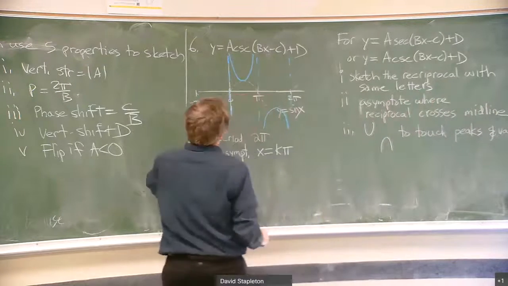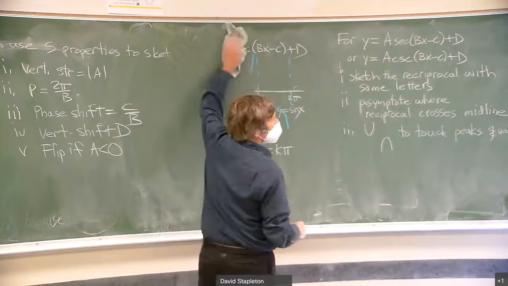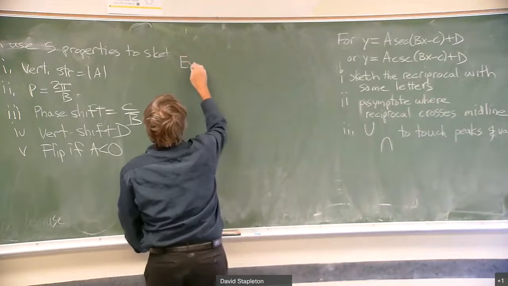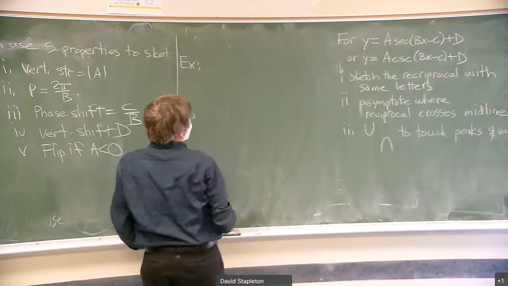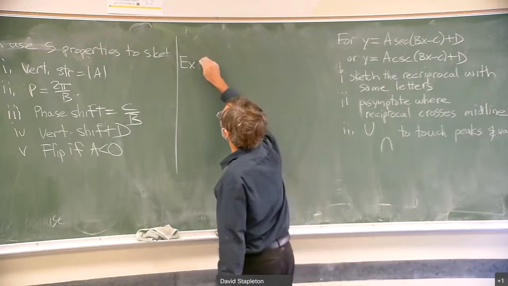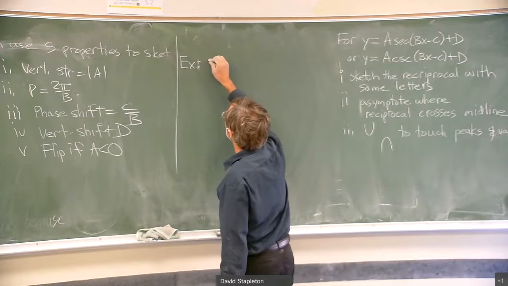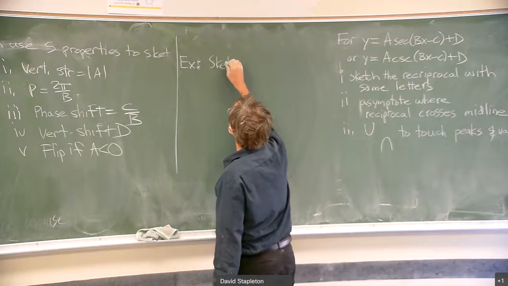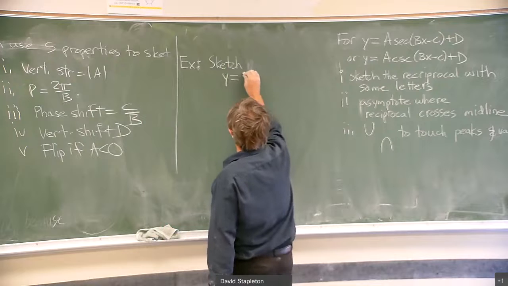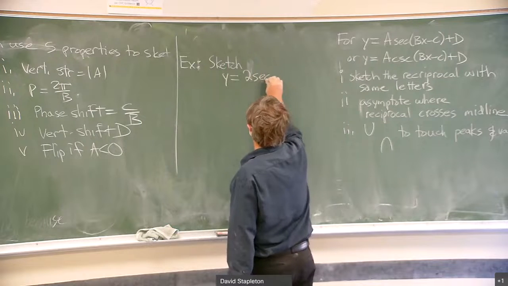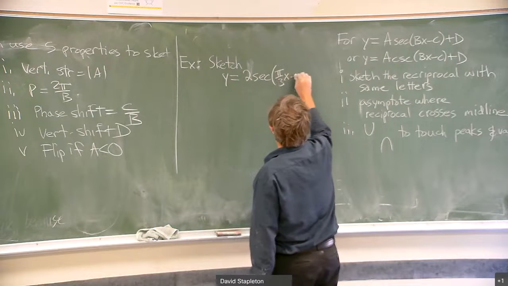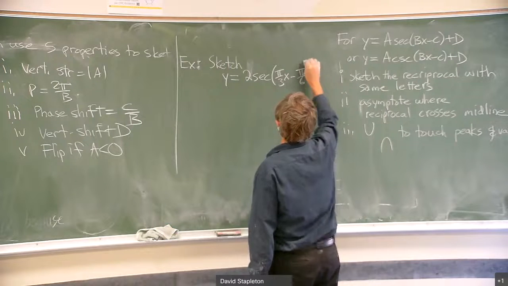I'm going to do a quick example here then with a little bit of time we've got left. This is the least important of all of these because they don't come up as much. And again, they're usually not vertically shifted. The applications aren't usually there. It's just sine and cosine that are usually those. Suppose I wanted to sketch y equals 2 secant of pi over 3 x minus pi over 6. How would I sketch that?